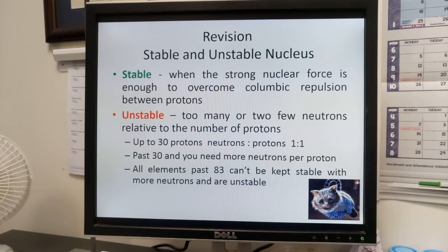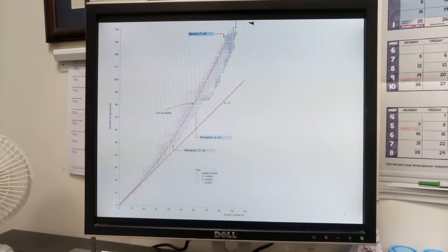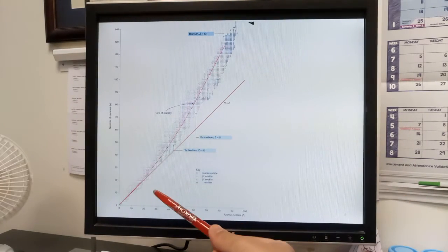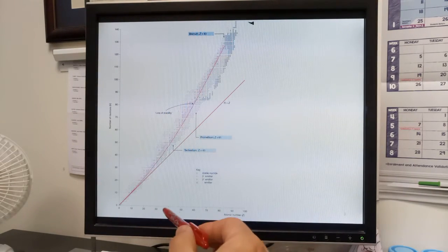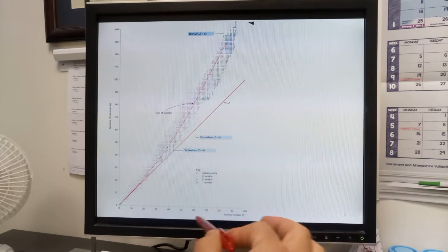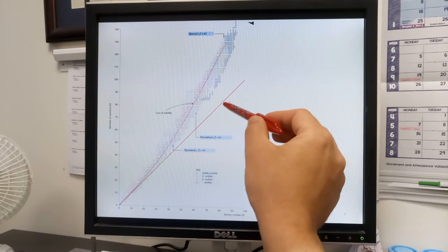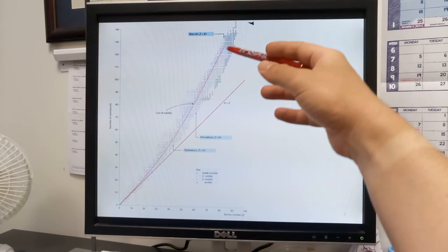Now, in looking at this slide here, and you can load this on the PowerPoint yourself, here we have the number of protons up the side, the number of neutrons up the side here. Here's the atomic number down the bottom here. Now you've got this red line where the number of neutrons equals the number of protons, and that would be a 1:1 relationship, but the line of stability doesn't follow that. It curves up the screen here.